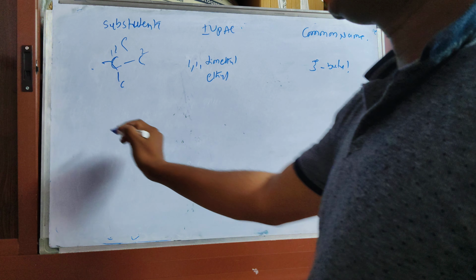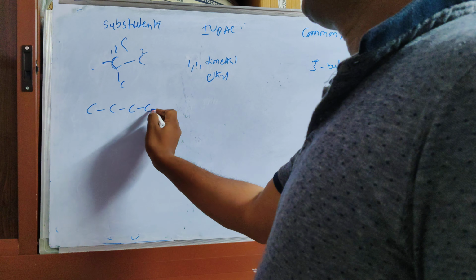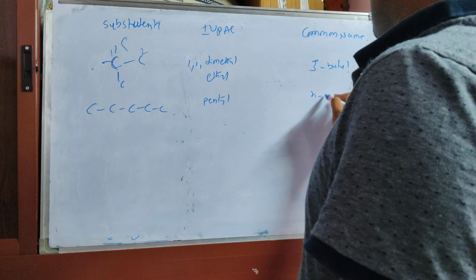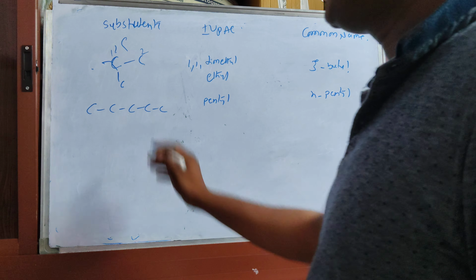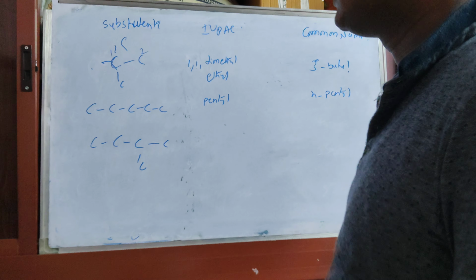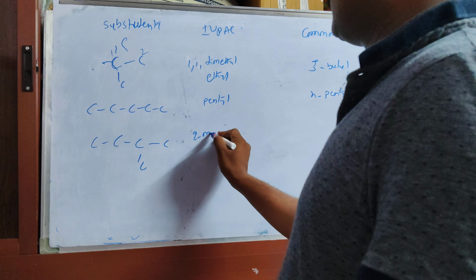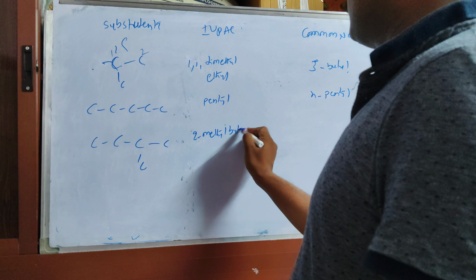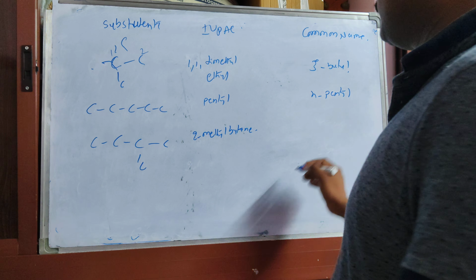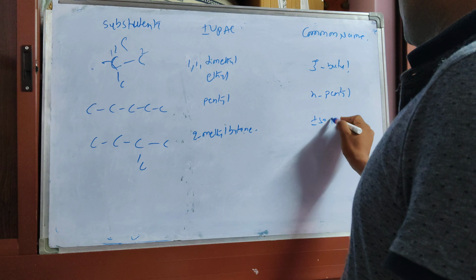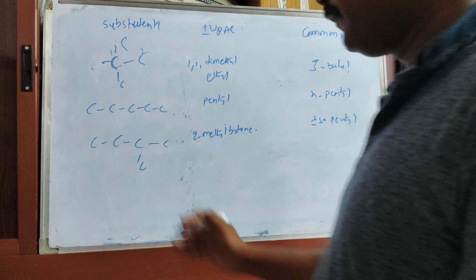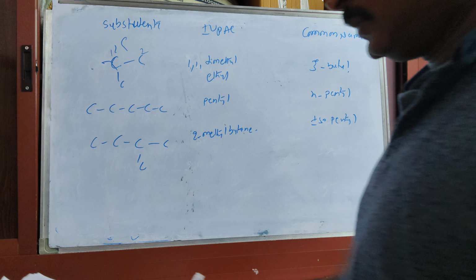Similarly, in case of 5 carbons, 1, 2, 3, 4, 5, this is pentyl, n-pentyl. If you take the next one, what is this? 2-methyl butane, 2-methyl butyl. This is isopentyl. This is known as isopentyl.